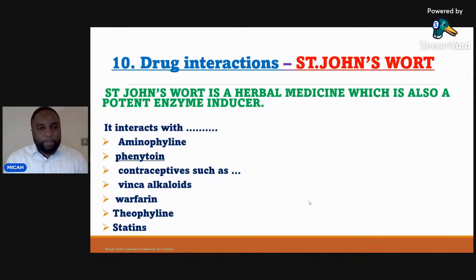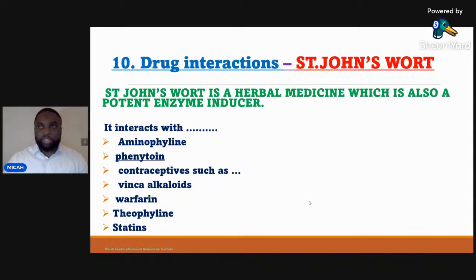Also, it's a potent enzyme inducer. So it has loads of drug interactions with other medication that the patient may or may not be taking. So it's important for us not to recommend drugs without evidence. The drug interactions that we need to know are aminophylline. St. John's wort would interact with aminophylline. It can interact with phenytoin. It can interact with contraceptives.